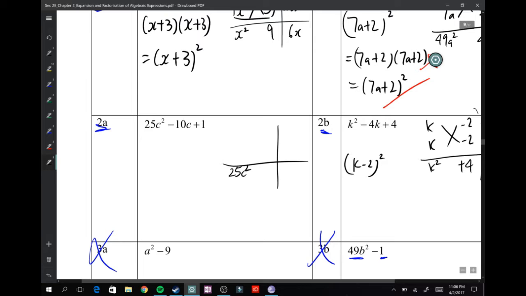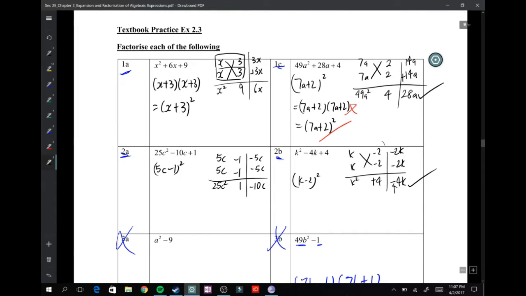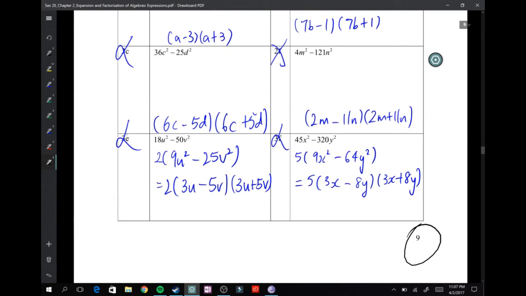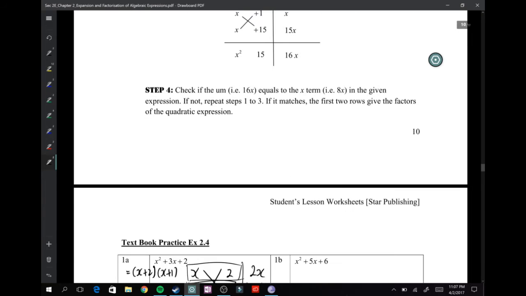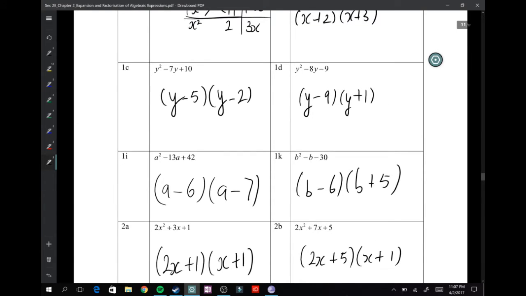25c square, 1 and minus 10c. So this is probably minus 1 and minus 1. This is 5c and 5c. You get minus 5c and minus 5c. The answer is 5c minus 1 times 5c minus 1, which is 5c minus 1 square. So we are done with page 9 too. Page 10 was the steps that we took.